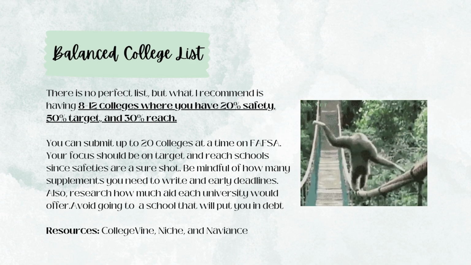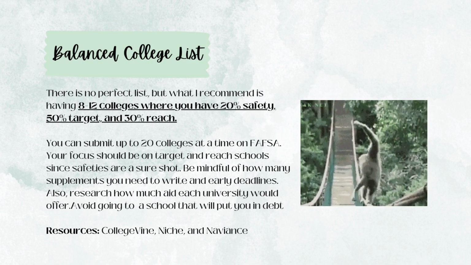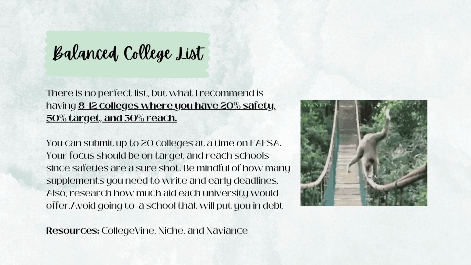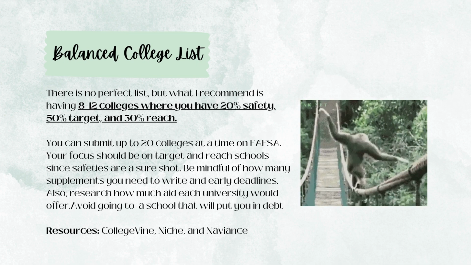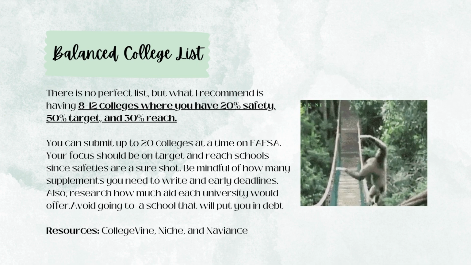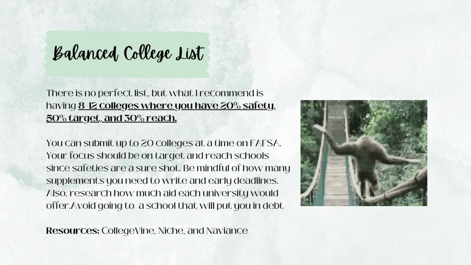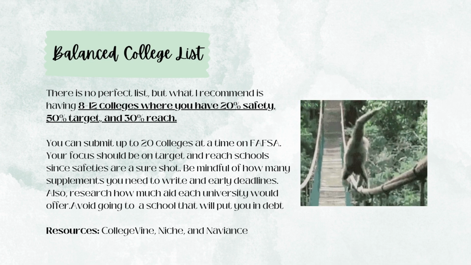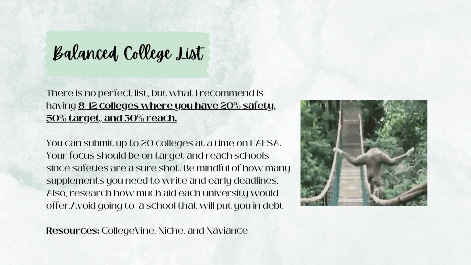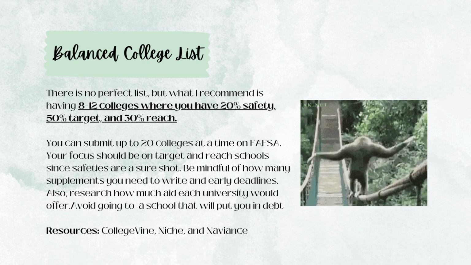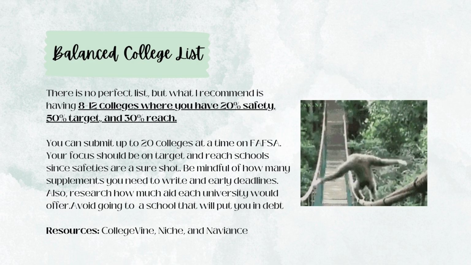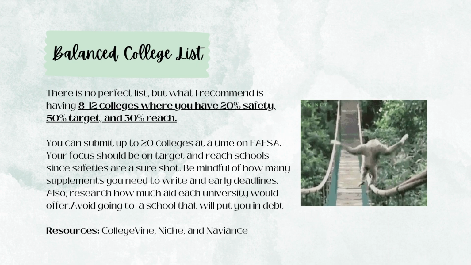What's most important for me when you're applying for college is that you at the very least have one or two safety schools that you know you would go to and that are affordable. That is a bare minimum. You can submit up to 20 schools at a time on the FAFSA. Your focus should again be those target and reach schools, since safeties are a sure shot.